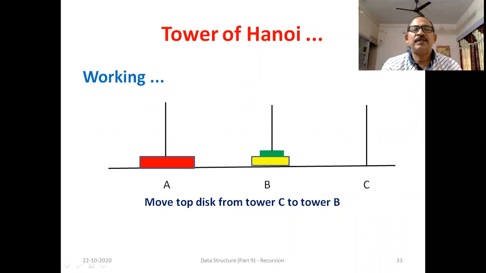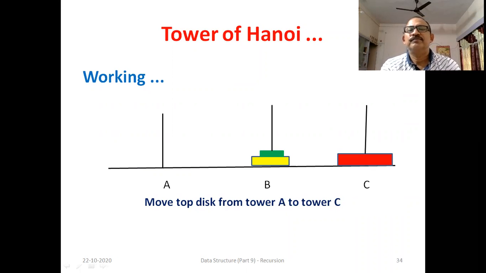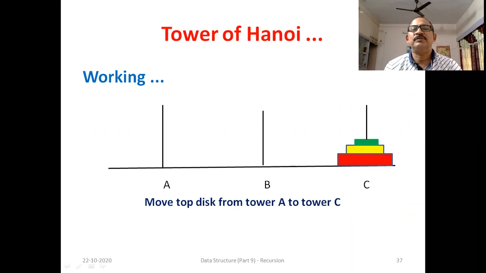Okay. Now in the next step, we move the red disc from tower A to tower C. Okay. Now in the next step, we move the green disc from tower B to tower A. In the next, we move the yellow disc from B to C. In the next step, we move the green disc from tower A to tower C. And here we solve the problem.